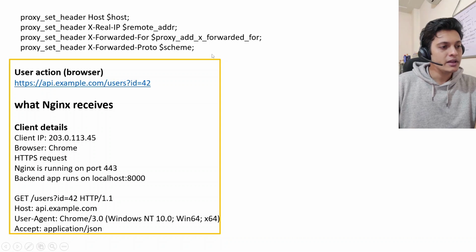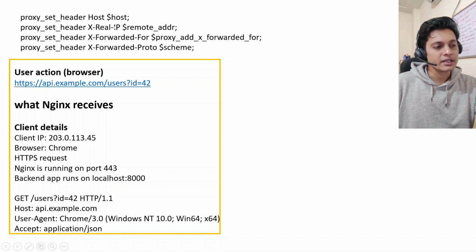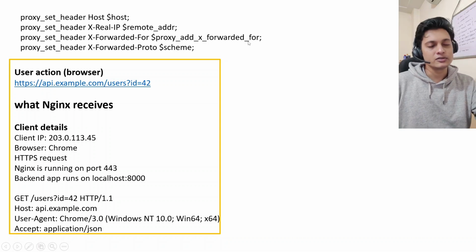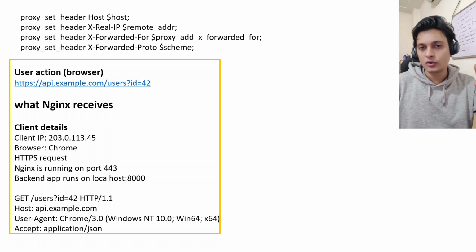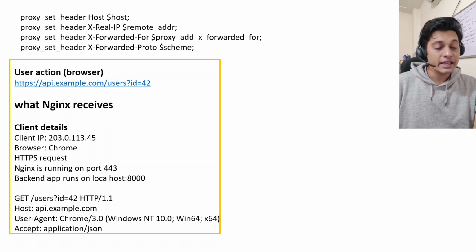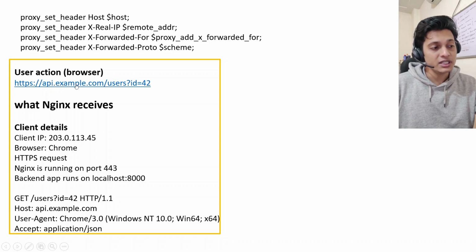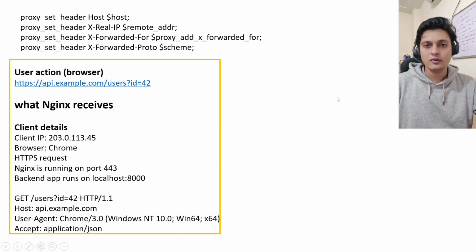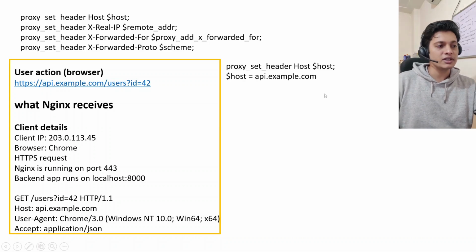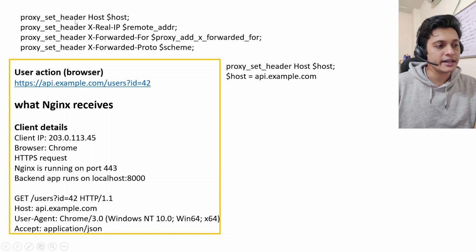Now, there are multiple things here: $host, $remote_addr, $proxy_add_x_forwarded_for. These are the dollar values. Do I need to fill these values manually? No, you don't need to. Nginx will find out these values from the data which it is getting from the user action. So what data will it get? First of all, let's see the proxy_set_header.